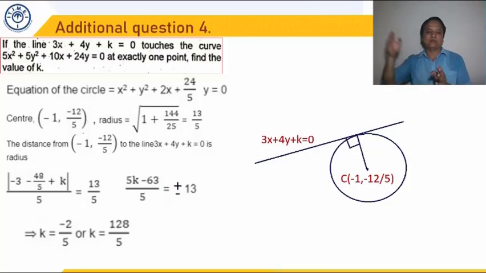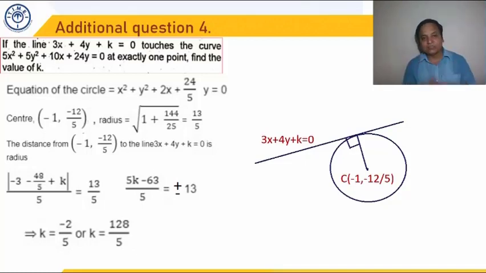So we get 5k minus 63 equal to minus 65, so k is equal to minus 2 by 5, or 5k minus 63 is equal to plus 65, 63 goes to the right hand side, add up, k comes out to be 65 plus 63 is 128, k is 128 by 5. So we have two values of k. K can be either minus 2 by 5 or 128 by 5.